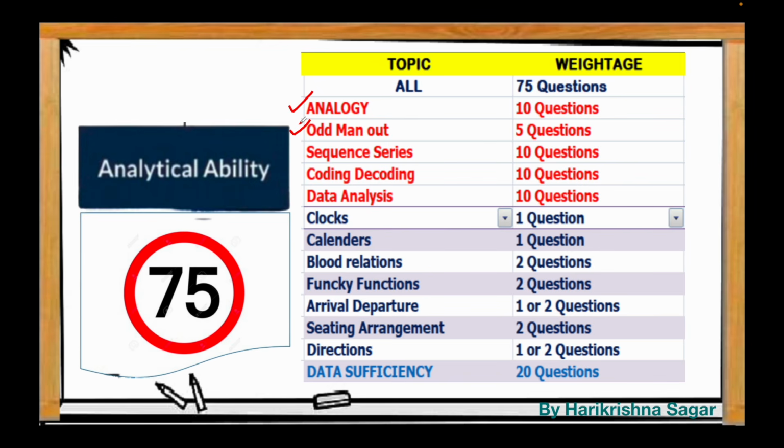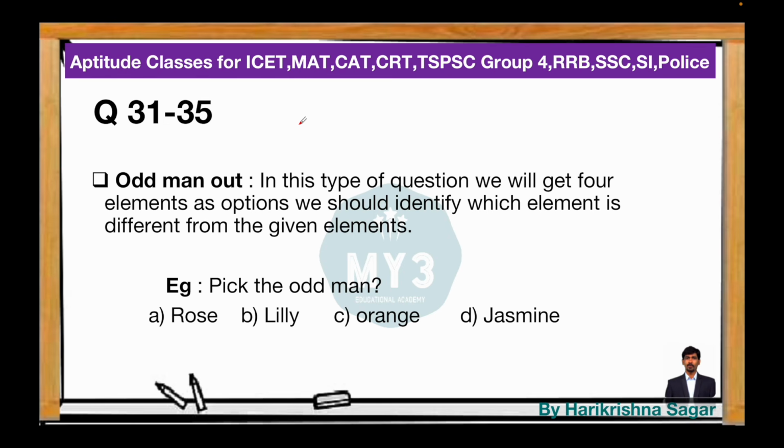We'll try to look at how the questions of Oddman out are given and how we can tackle them. In the examination paper, question number 31 to 35, you will be getting Oddman out. There is no change in the question numbers, so I'm just fixing these numbers. In Oddman out, you are going to have 4 options, and we need to identify which option is different when compared to the other option choices.